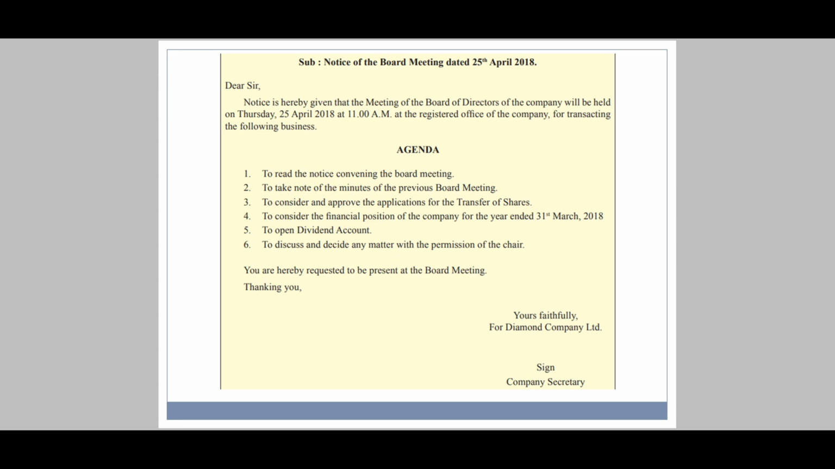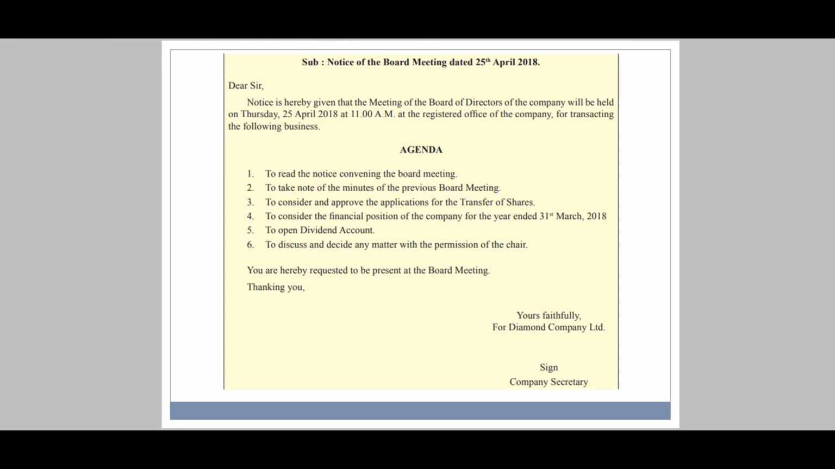Now ending your letter, thanking you, yours faithfully, complimentary close, yours faithfully. Now for whom is the secretary writing the letter? For Diamond Company Limited, signature, company secretary. Company secretary is the designation. See, we have already seen when we were doing the contents of the letter, signature will include the name and designation of the person who is writing the letter. So yes, signature of the company secretary and the designation is already given there. So this is how you are supposed to write a letter.